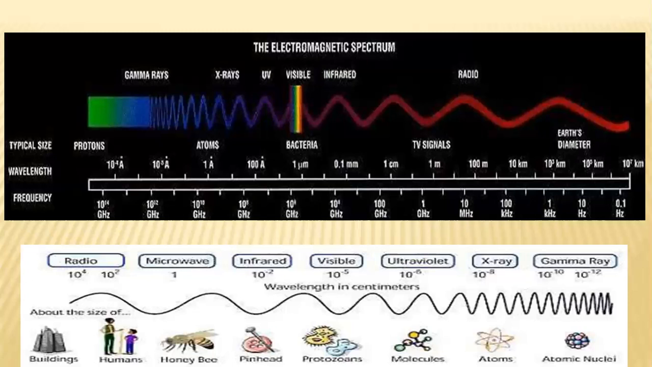So in the pictorial representation, it is very clear that protons use the gamma rays for their fluctuations, and X-rays have the atoms, and UV rays, atoms or bacteria in between both alignments. So bacteria is visible, and infrared rays are visible in some conditions and invisible in some conditions.